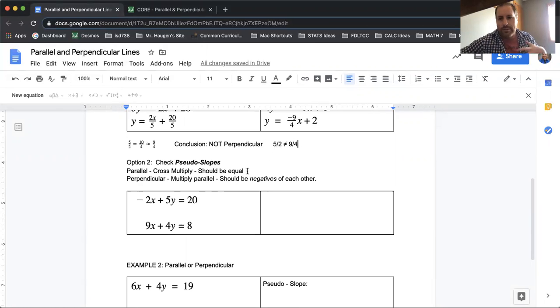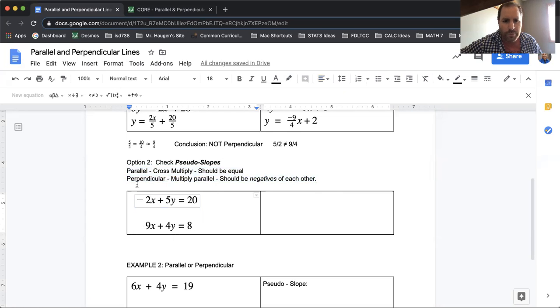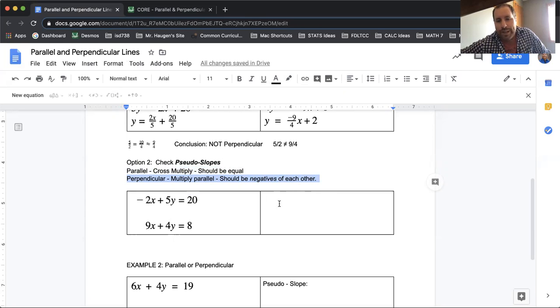But if you get that we're kind of checking the slope, we can do a quick check on that. So I put a thing down here. I'm going to show you how we do that. If we want to check whether things are perpendicular, we multiply, as opposed to parallel. What I mean by that is we multiply the coefficients in a sort of vertical direction. We multiply the x coefficients and multiply the y coefficients and see if they're negatives of each other.